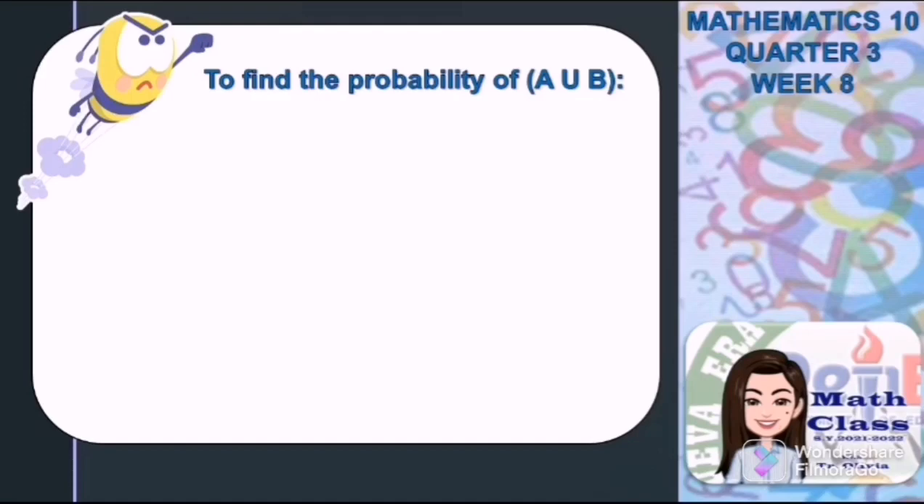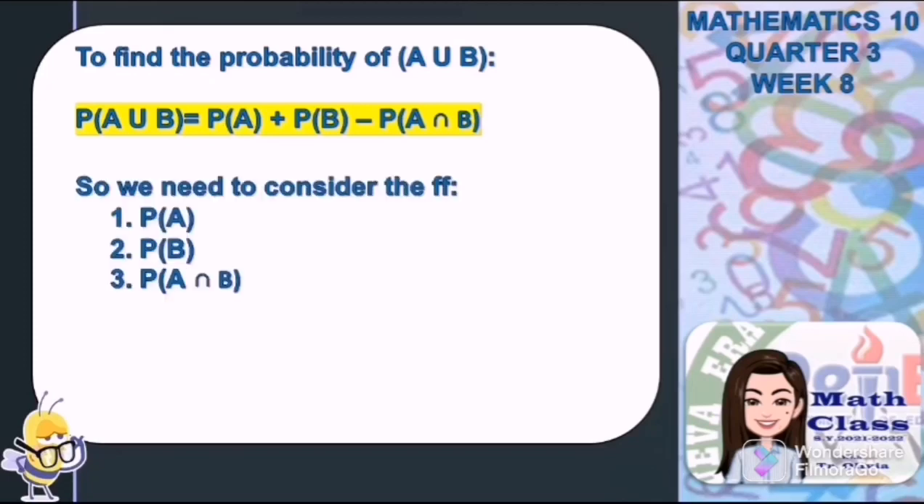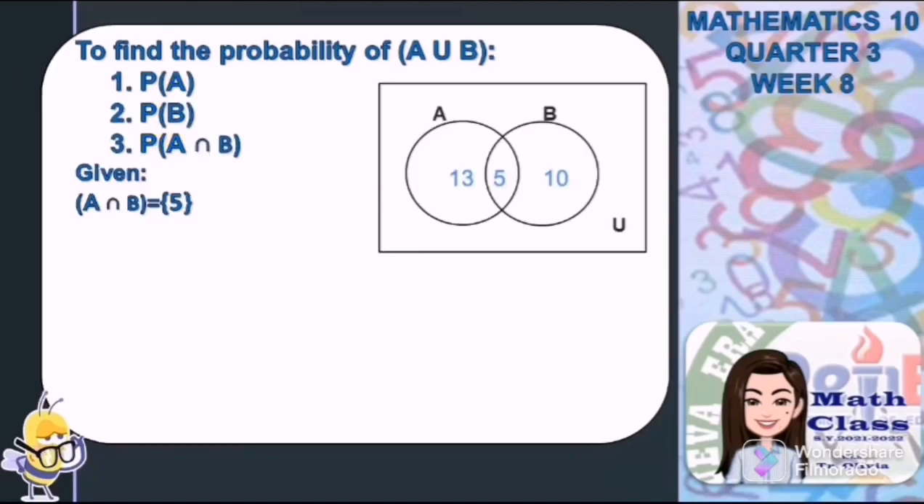Now we are ready to find the probability of two events, or in symbol, the probability of A union B. Using the formula stated, the probability of A union B is equal to the probability of A plus the probability of B minus the probability of A intersection B. In this situation, we're going to find the probability of A, find the probability of B, and of course, find the probability of A intersection B. Now, how do we get these three? Let's study the following example.